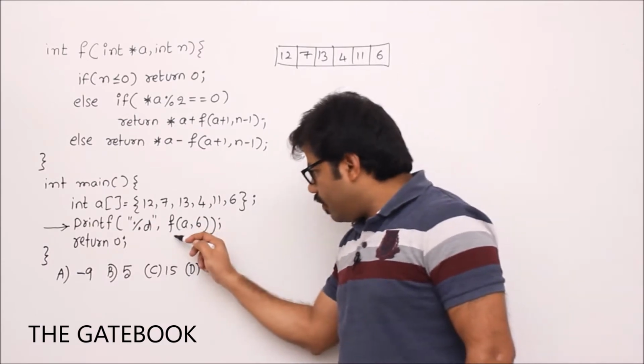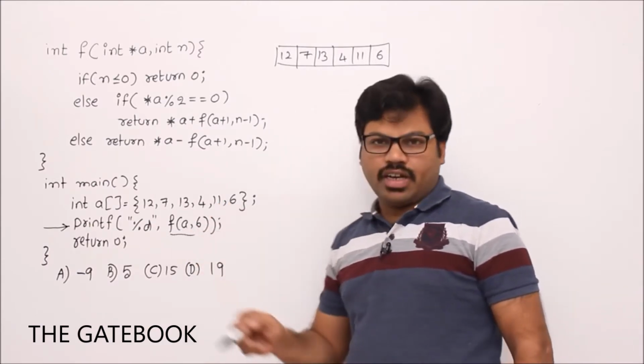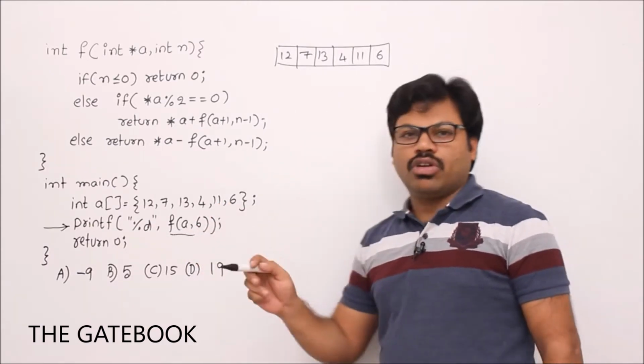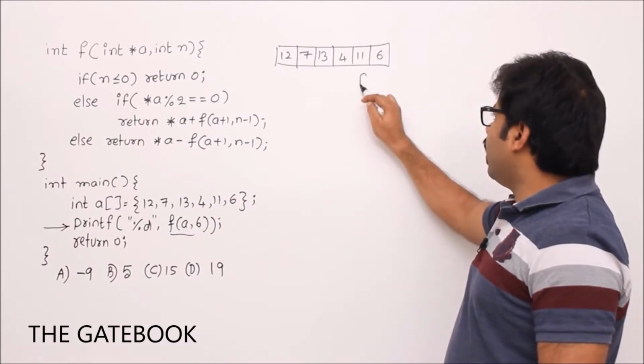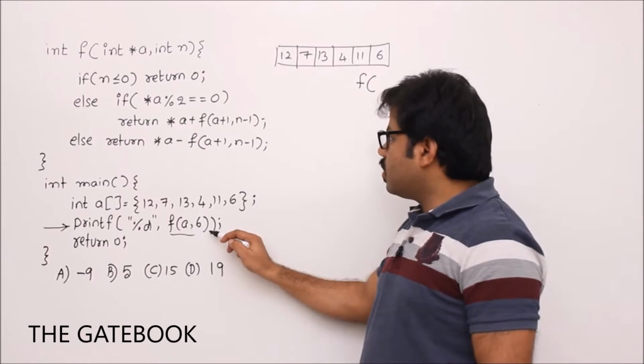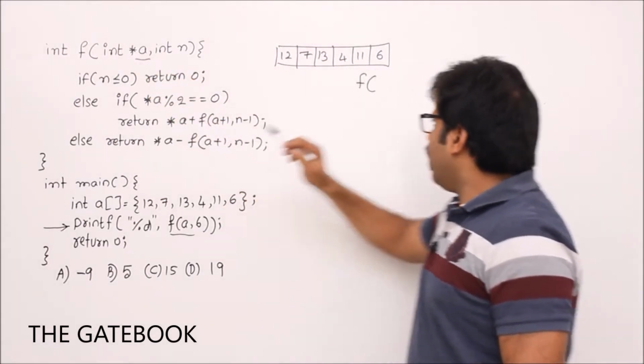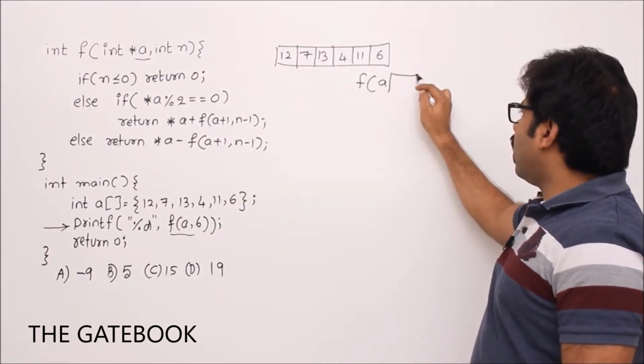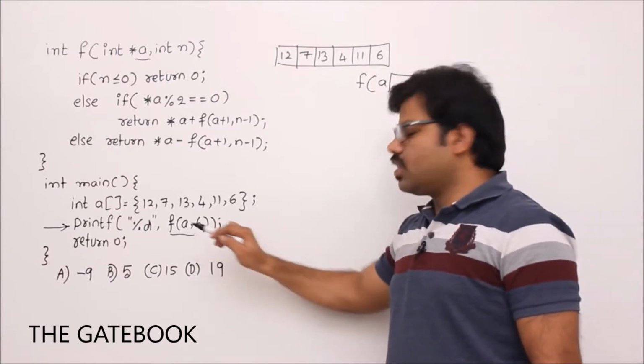In this printf we are printing the return value of f of a comma 6. For that we have to call the f function, right? Let me write it, f of a comma 6. Whenever you call f of a comma 6, then the local variable a is going to get the starting address of that array, otherwise the content of a.